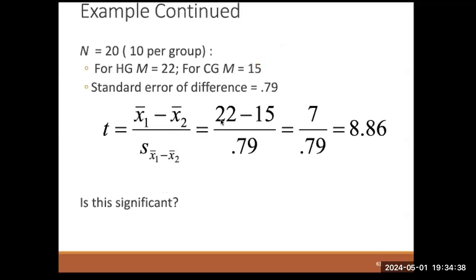So if we had that example about the hypnosis group and control group, and we had a sample of 20, which is really small. Let's say the hypnosis group mean was 22 and the control group mean was 15, and the standard error of difference, which I will give you, is 0.79. You would subtract 15 from 22 and divide by 0.79, so your t-value is 8.86. Okay, so now we want to know, is this significant?